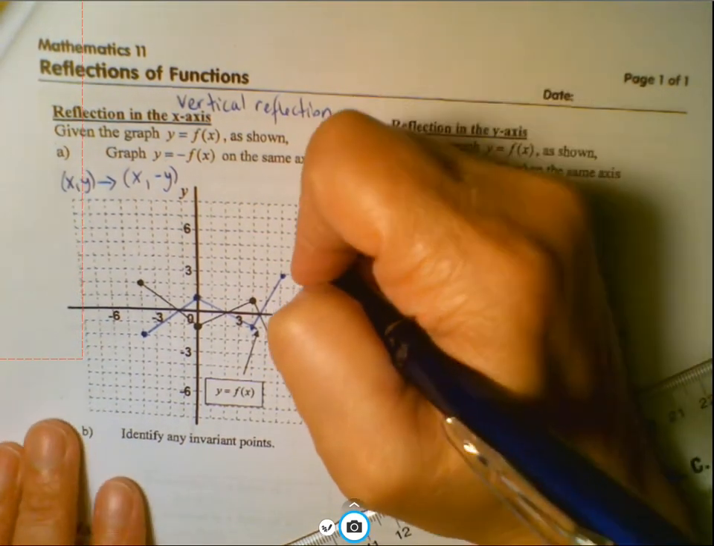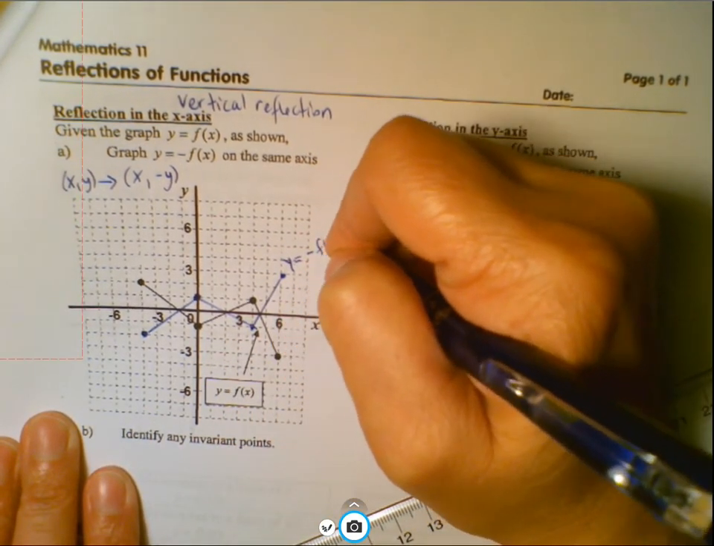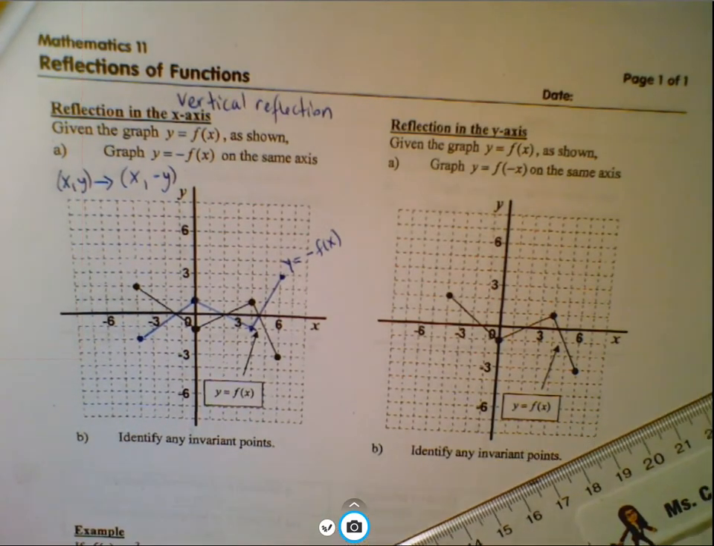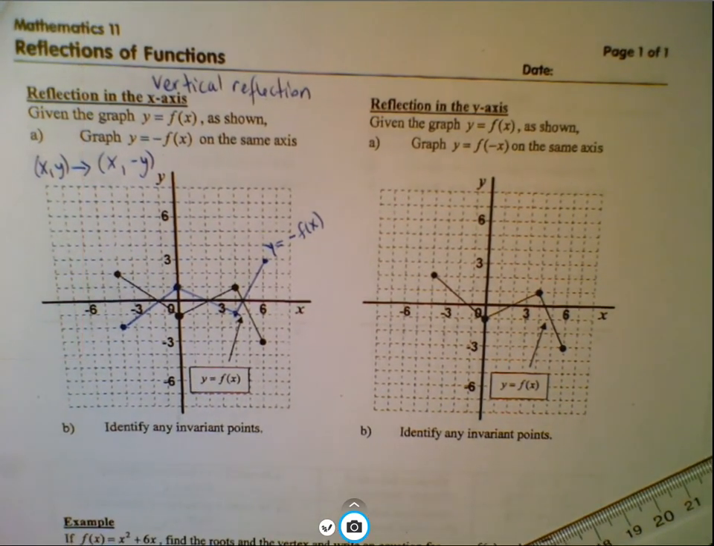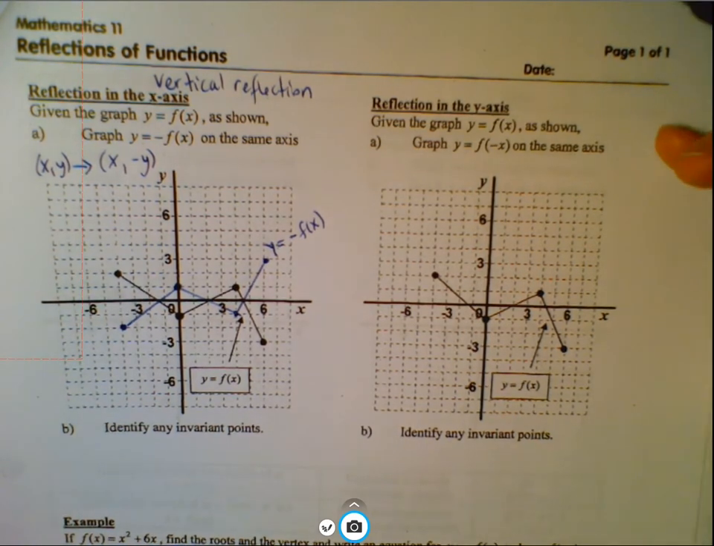And so that is my graph. I'm just going to label it. So this was y equals f of x. This is y equals negative f of x. And I don't have an equation because it's not one of our parents. It's just a graph. All right, so let's see what a different type of reflection looks like.